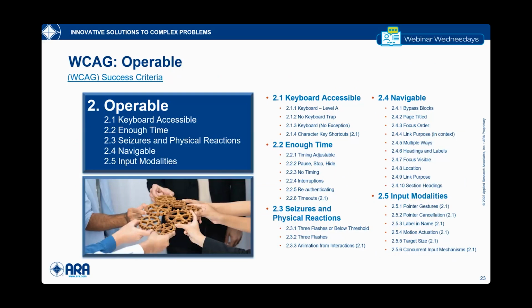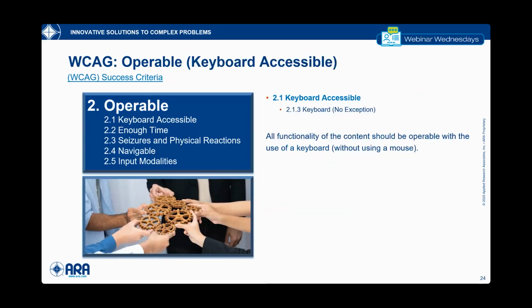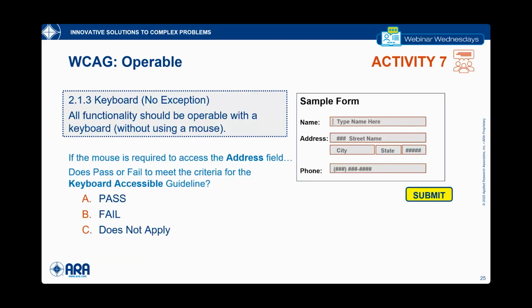Now we're moving on from perceivable and going to take a look at a few of the principal guidelines to validate operability. Starting with keyboard accessible. All of the functionality of the digital content should be operable with the use of a keyboard. If someone is physically unable to use a mouse, or if they just don't have access to one, they should still be able to navigate with keyboard shortcuts and using the tab or space bar without having to rely on a mouse. Here's one example.